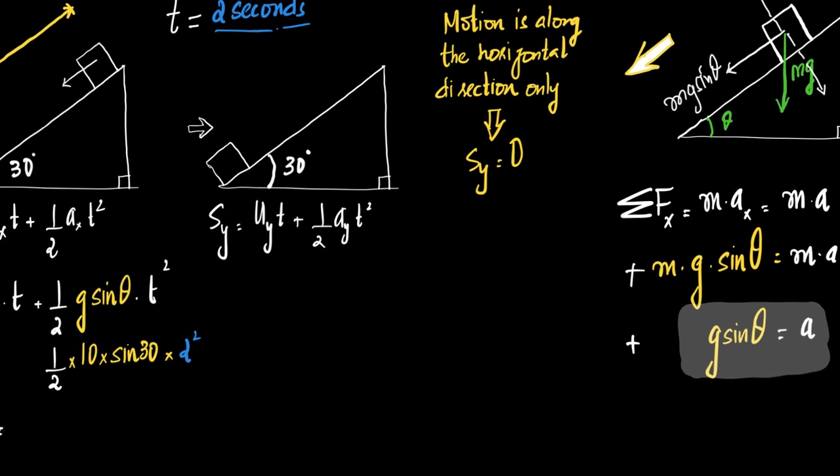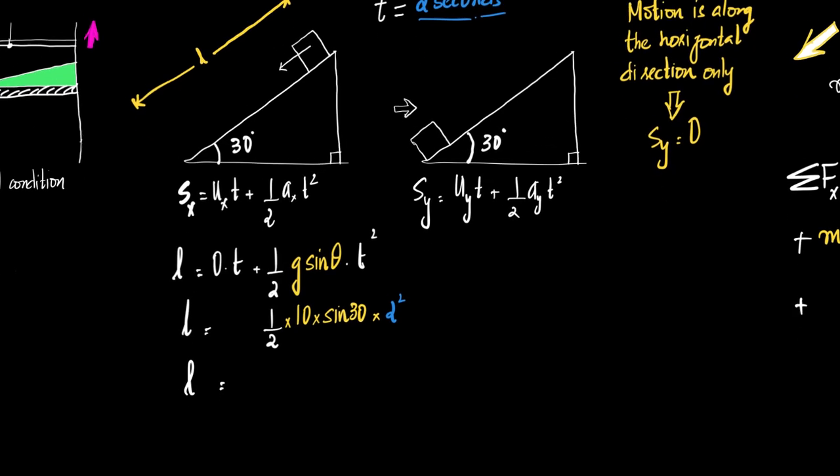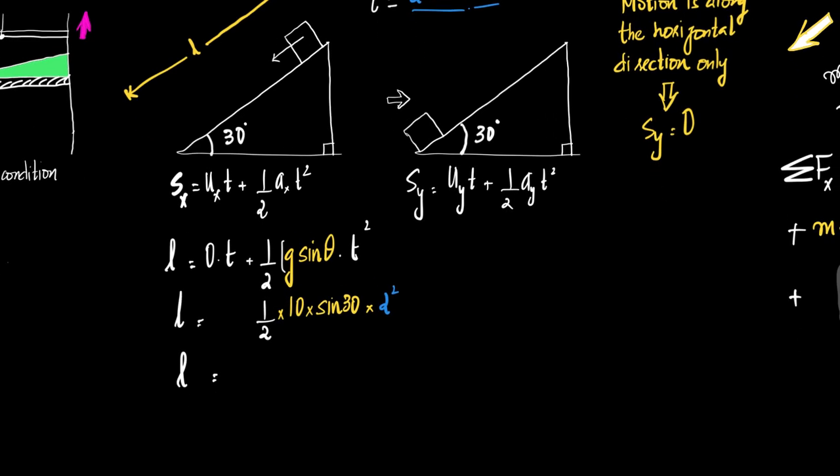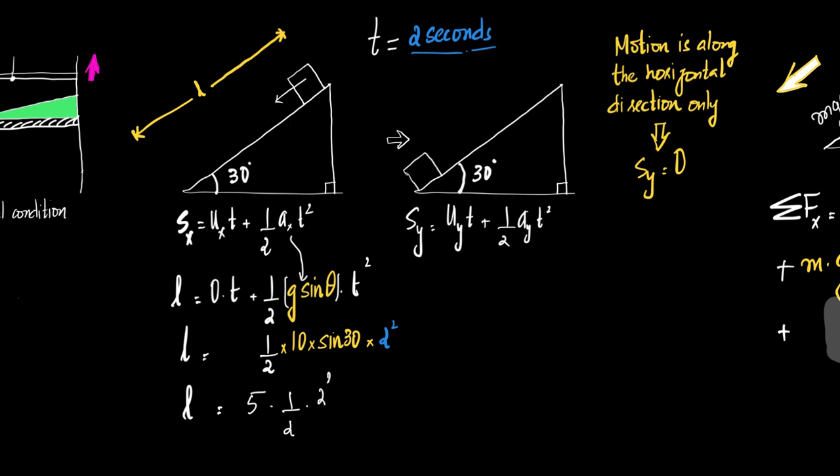Now let us come back to our problem. Yes. So here ax will be replaced by g sine theta. G is 10, so 10 by 2 is 5. So what we get is 5 into sine 30, which is 1 by 2. Time is 2 seconds, right? Time is 2 seconds, therefore this becomes into 2 squared.